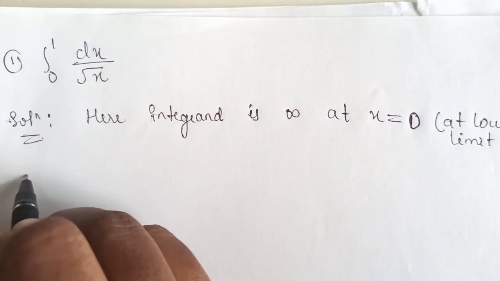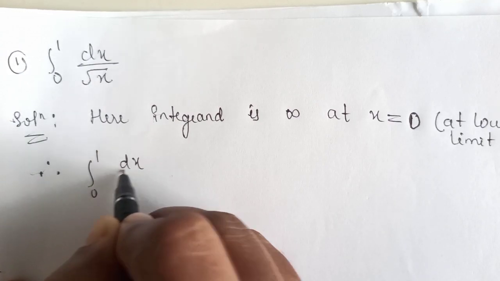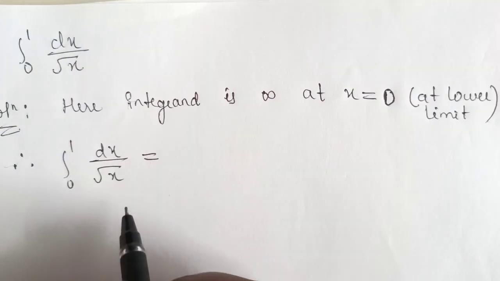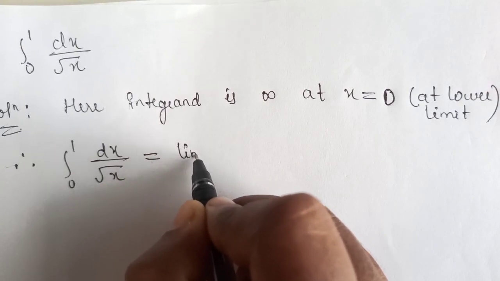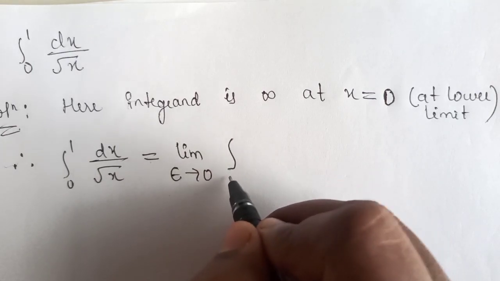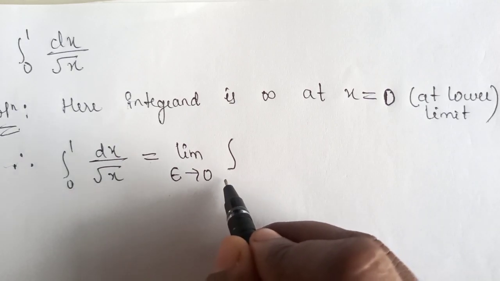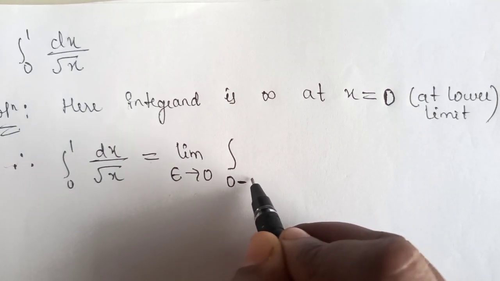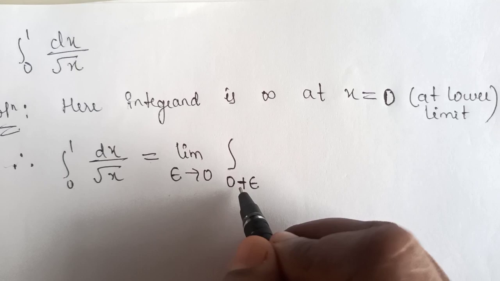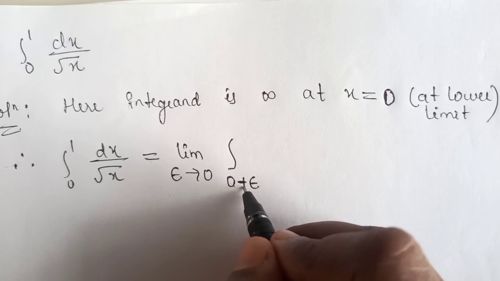Therefore we can write the given integral 0 to 1 dx divided by root x as limit epsilon tends to 0. We change this lower limit, because at this point we are getting infinity. We change it as 0 plus epsilon. Because it is the lower limit, we go for addition. If it is the upper limit, we go for subtraction. So therefore we get 0 plus epsilon.